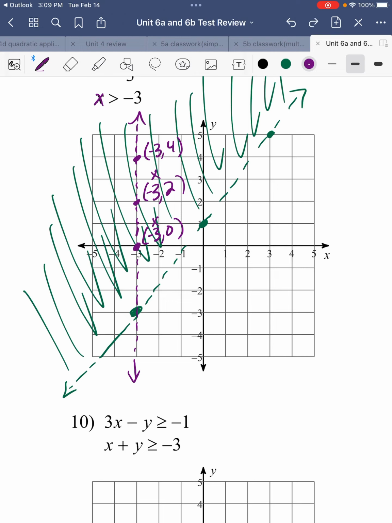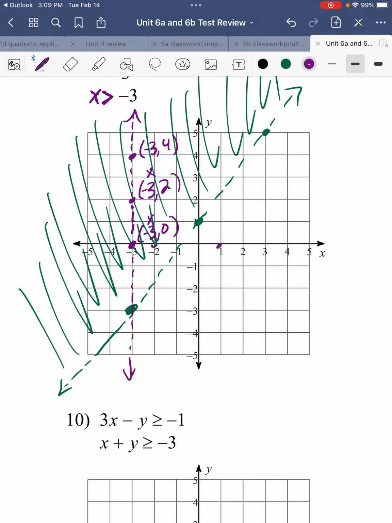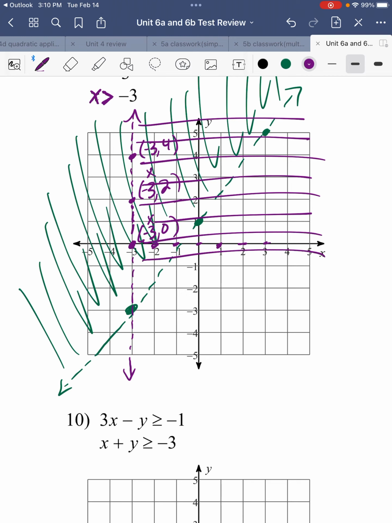Now it's not equal to, so that's why I did a dashed line. And you might think, which way do I shade? Well, x is greater than, so what numbers are greater than negative 3? Like negative 2, negative 1, 0, 1, 2, 3, that's to the right. So that's shaded to the right of that line. That's greater than.